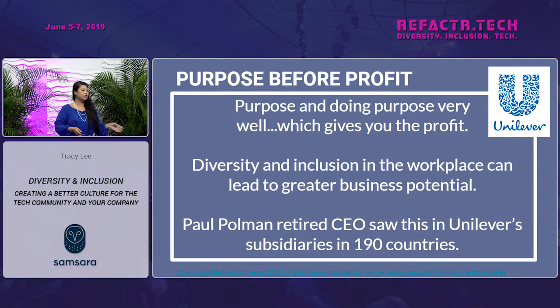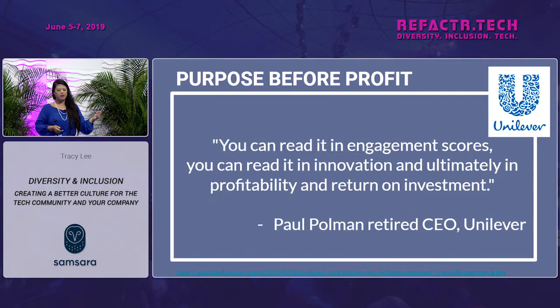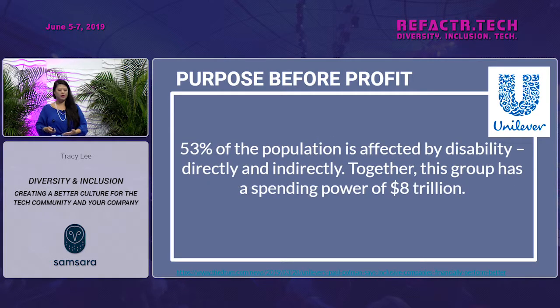Paul Polman, who's the retired CEO of Unilever, really believed in this. And he said that he believes in purpose and doing purpose really well, which gives you profit. And he also said that diversity and inclusion in the workplace can lead to greater business potential. And he saw this across 190 different countries in all their different little subsidiaries. He says you can read it in the engagement scores, innovation, and ultimately profitability and return on investment.